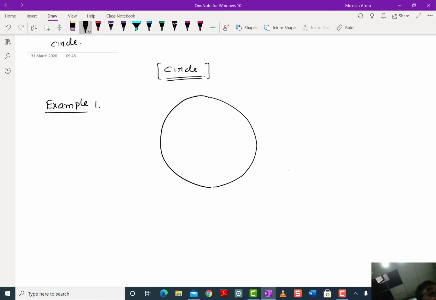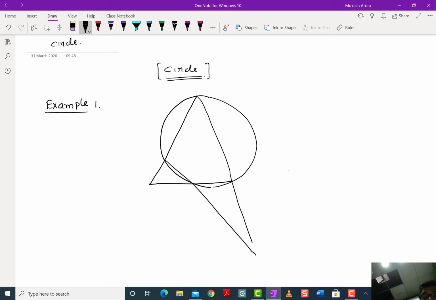Triangle ARS, triangle ARSBP. Angle BQR is 45. We have to find the value of X and Y.